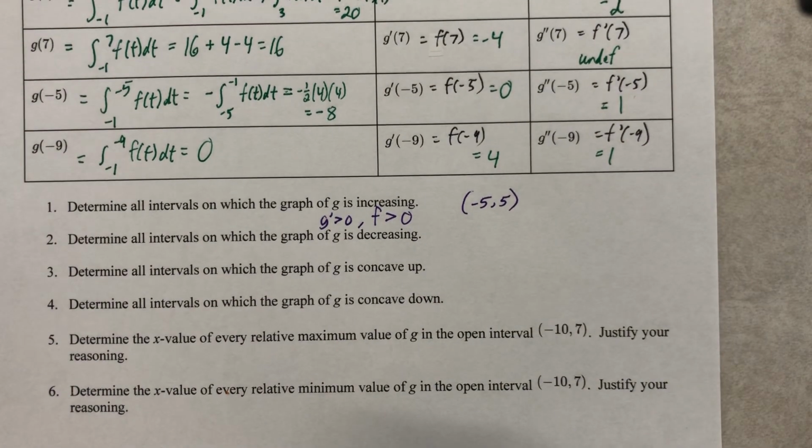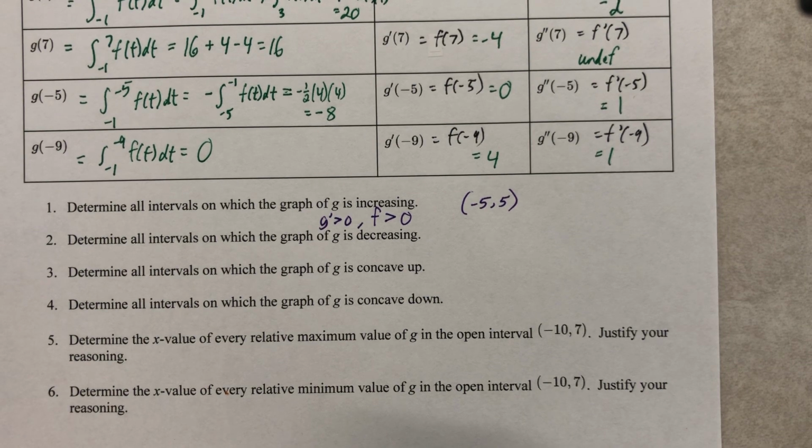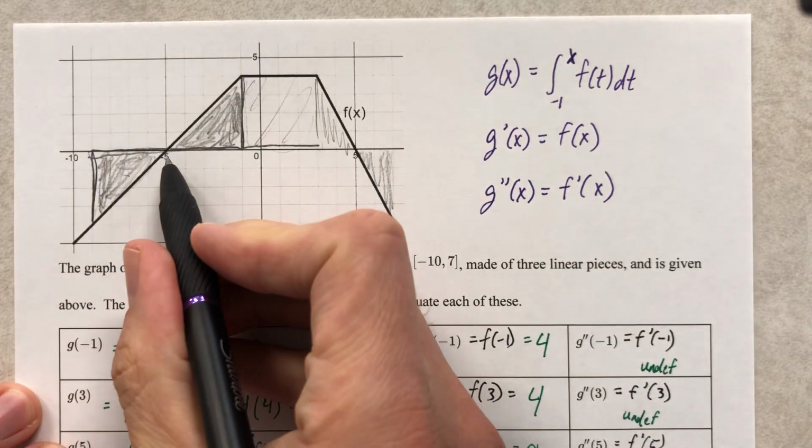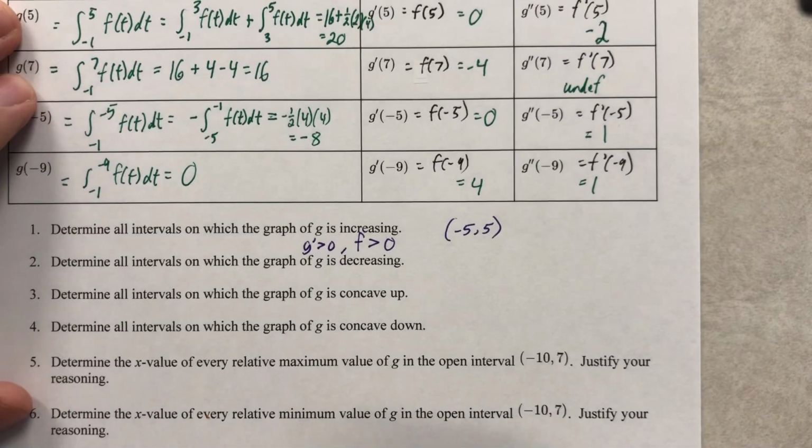Okay. Should we include the -5 and the 5? I say no. Others would put a bracket there and not even flinch, but not a huge deal either way at this point. Because technically, at -5, the graph of g would not be increasing. It would have leveled off, but that's beside the point.